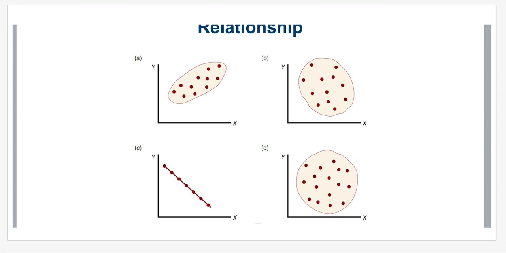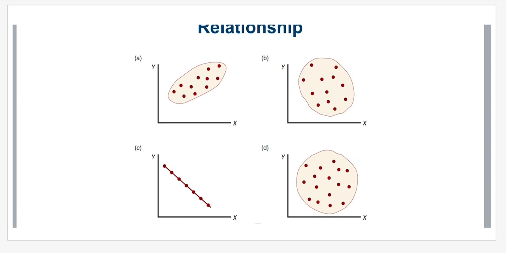So you would say that this is a weak, negative, slightly linear relationship. Okay. Graph C is showing you what a perfect linear relationship looks like. That is a -1. The correlation coefficient here calculated would be -1. So this is what it looks like.